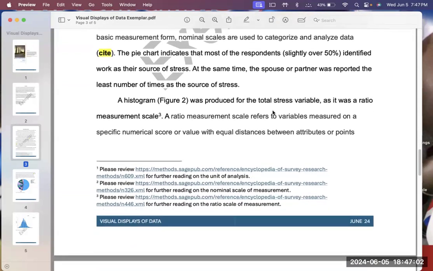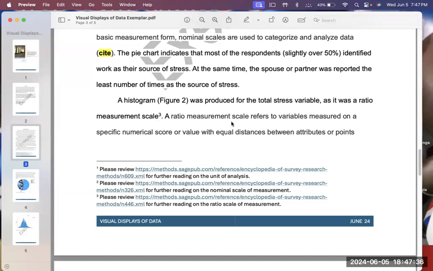The next thing you have to do is one for continuous, and I chose a histogram, figure 2, for the total stress variable, a ratio scale of measurement. You're showing that you have the knowledge and understand scales of measurement. You're showing that you know what graph goes with the scale of measurement, and you're showing that you know how to produce one. Does everybody see that? And you can adjust this accordingly, but this is an exemplar, an example, a place for you to start, not necessarily to finish, but to start, to ease your anxiety.